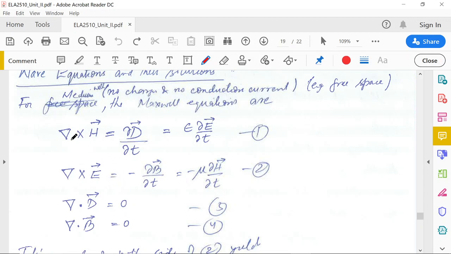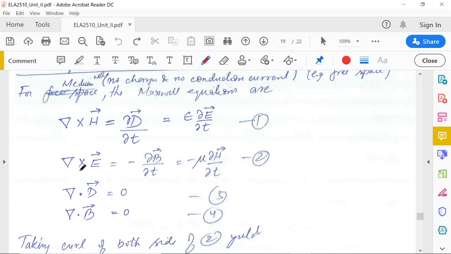For example, we have curl of H equals to del D over del T. And in general, we have one more term, which is the conduction current density. But as there is no conduction current flowing in this medium, it will lead to zero. So it will be simplified to del cross H equals del D by del T, which is further equal to epsilon del E over del T. That is, we can write this in terms of the electric field intensity.